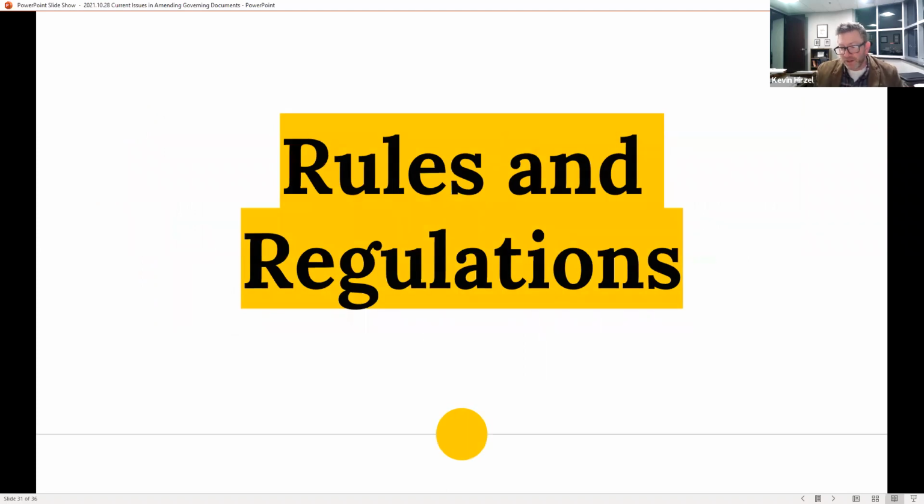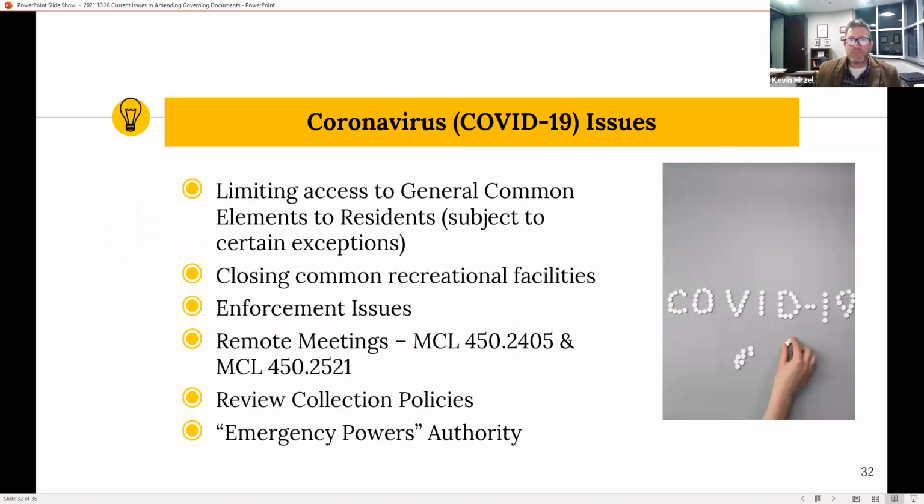All right, this is my last topic. Last couple of things I wanted to go over. That slide was intended to be a segue to rules and regulations, largely because rules and regulations are adopted by the board of directors, and rules and regulations are intended to interpret or implement existing restrictions. During the coronavirus pandemic, we saw rules and regulations being pretty effective tools to address certain things.